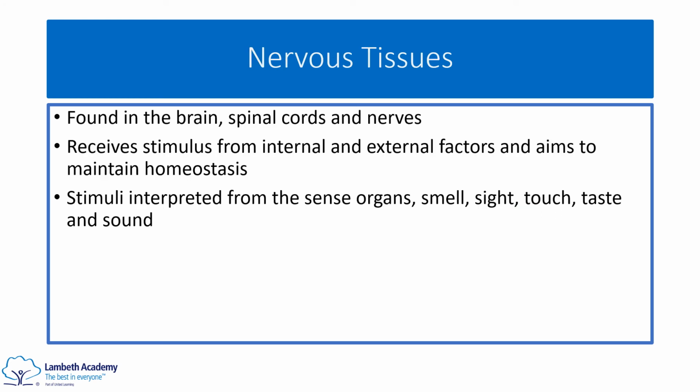I'm going to keep this nice and short and sweet and simple. So nervous tissues, as I'm sure you can imagine, are found in the brain. They are found in spinal cords, nerves and receptors. These receive a stimulus from either an internal or an external factor, and they aim to maintain homeostasis. When I'm referring to an internal or an external factor, this could be something that happens inside my body, or it could be something that happens on the outside of my body.